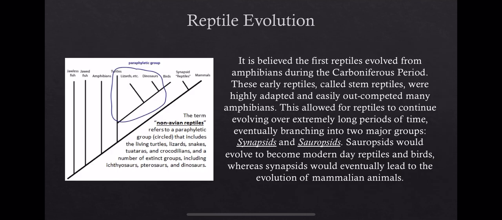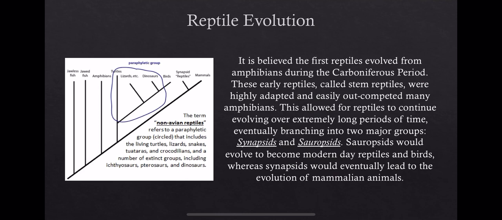So then if you look at this next slide, we're talking reptile evolution. The reptiles are going to be linked back to evolving from amphibians during the Carboniferous period. So again, we think they evolved from amphibians just like amphibians evolved from fish. And these earliest reptiles were referred to as the stem reptiles, and they were super highly adapted for that time and easily outcompeted amphibians, which really allowed them to essentially take over. Amphibians were still around, but in much smaller diversity and numbers, and you were seeing a lot of evolution and change over long periods of time in the reptile communities.